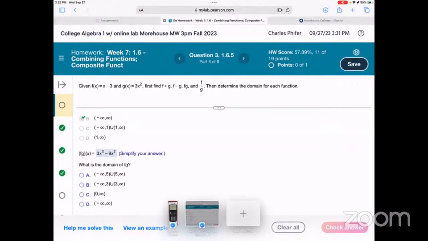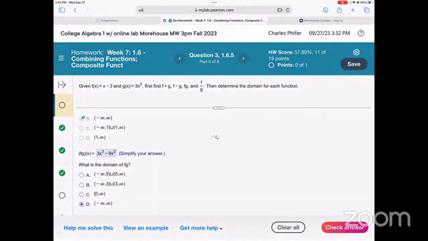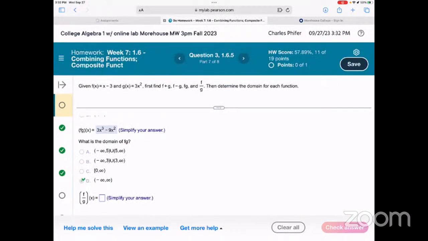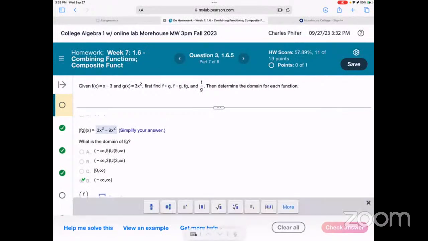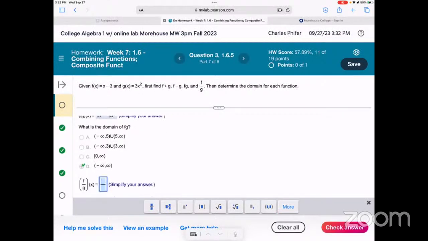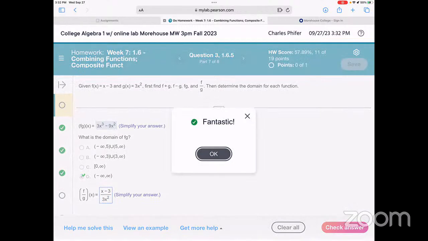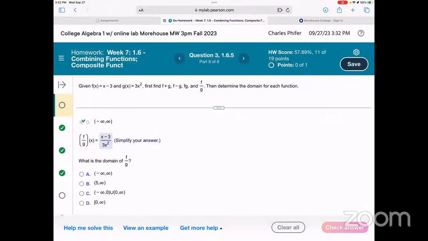That one should be all reals as well. F divided by G. There's no cancellation that's going to happen, so we're just going to do F divided by G. So we're going to hit division, x minus 3 over 3x squared. Now the restriction here as far as the domain, remember we cannot divide by 0. So I think when x is 0, that makes the denominator 0. So we want everything except 0.